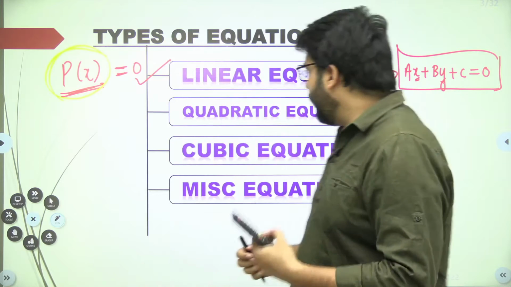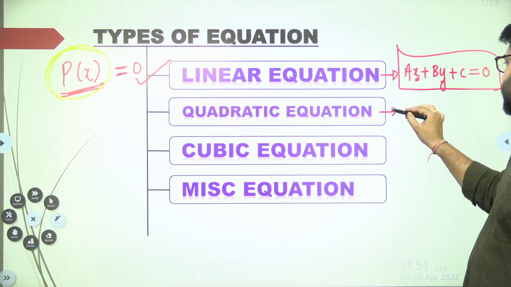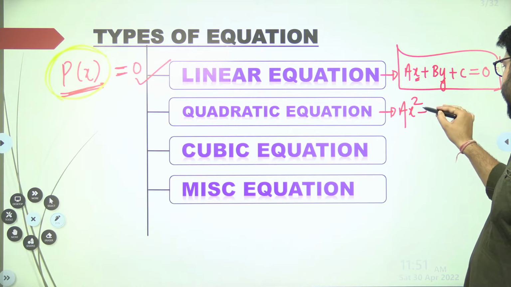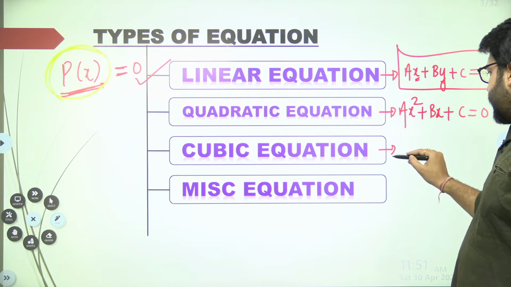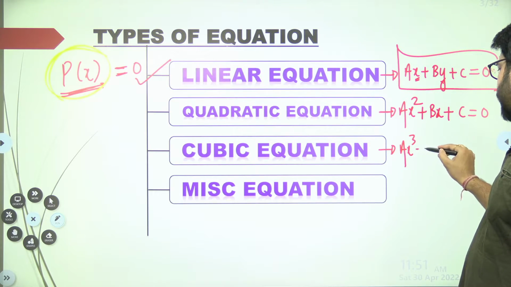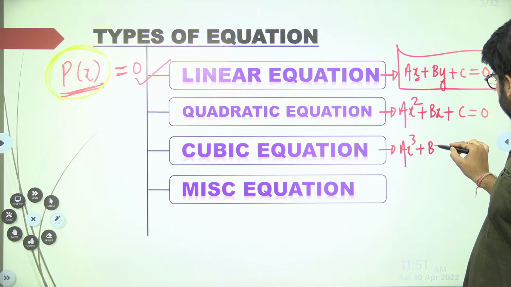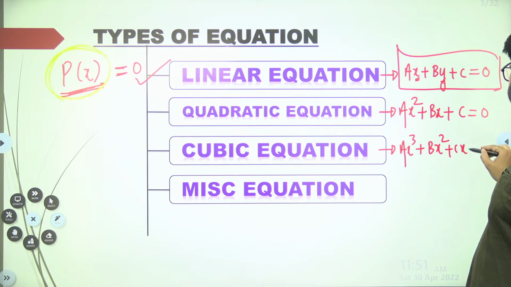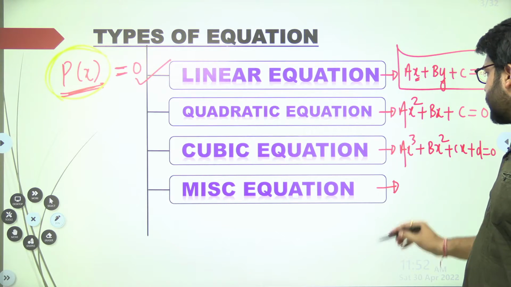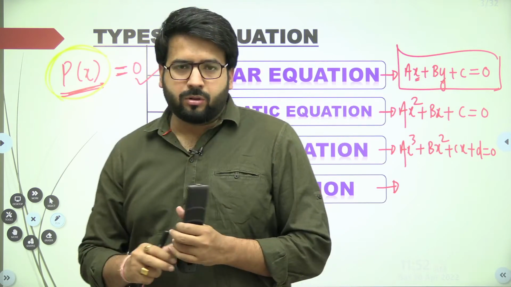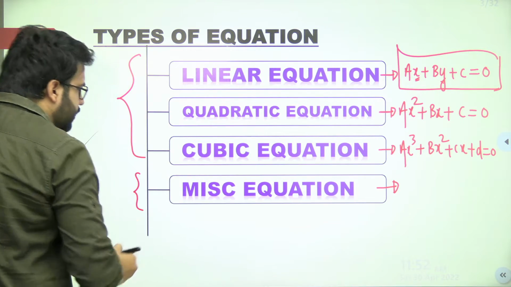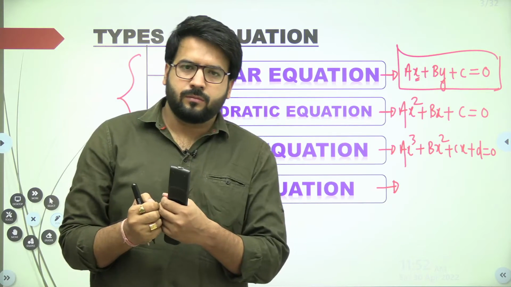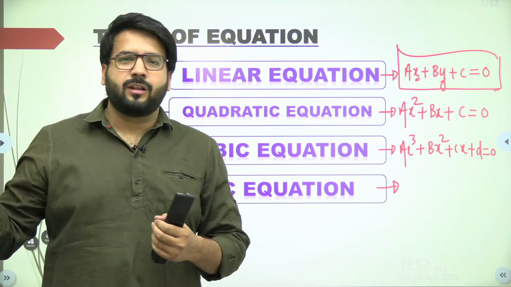Similarly, the standard form of a quadratic equation is ax² + bx + c = 0, and the standard form of a cubic equation will be ax³ + bx² + cx + d = 0. And what are the types of miscellaneous equations? Let us elaborate the difference between linear, quadratic, cubic and miscellaneous equations. A miscellaneous equation may be a 4 degree equation, which generally will never be asked in the examination.